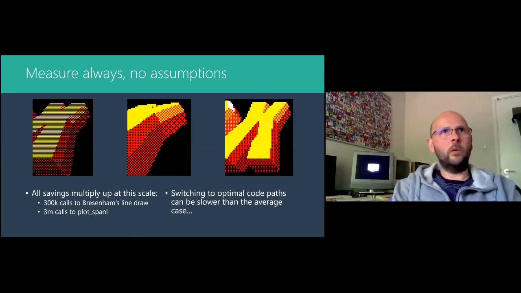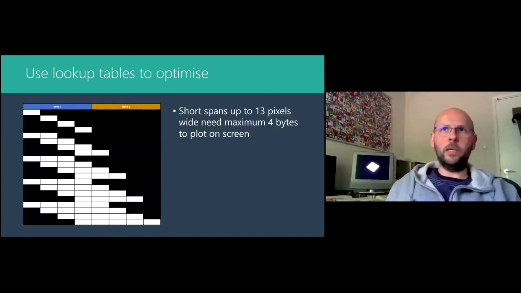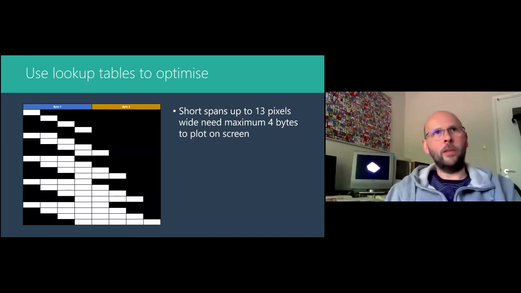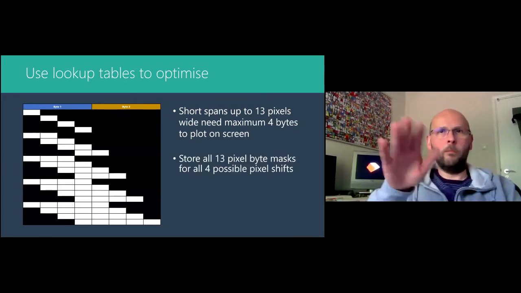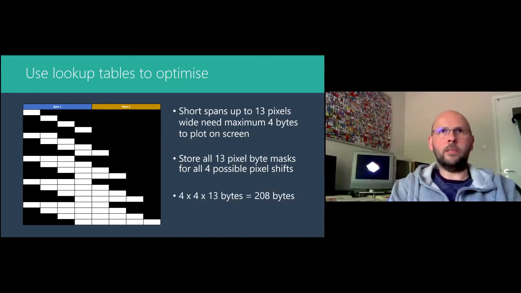The one thing we did do though is use lookup tables to optimize as much as possible. So we use lookup tables for masks for short spans of pixels. Anything up to 13 pixels wide, you only need 4 bytes to draw that on screen. So you can store all combinations of between 1 and 13 pixels shifted for the 4 pixels in a byte. You store all 4 possible offsets, and then you just need to pick the right set of masks, and you can draw those directly to the screen. So that's only 208 bytes. I think we can afford that as a lookup table.